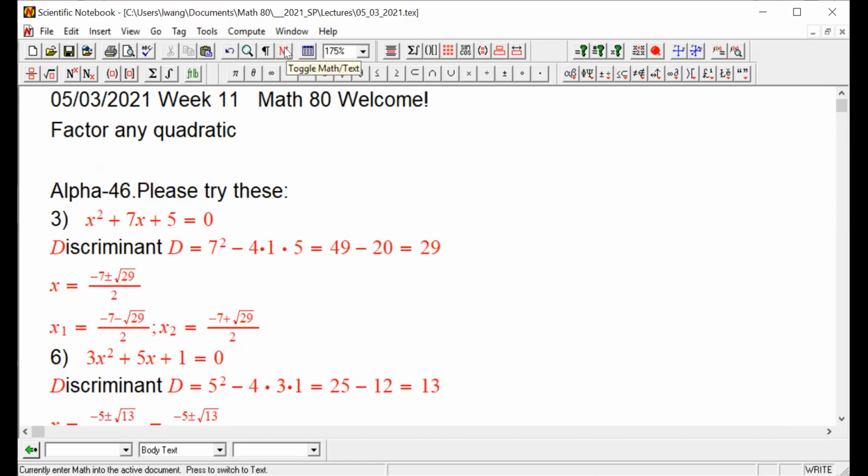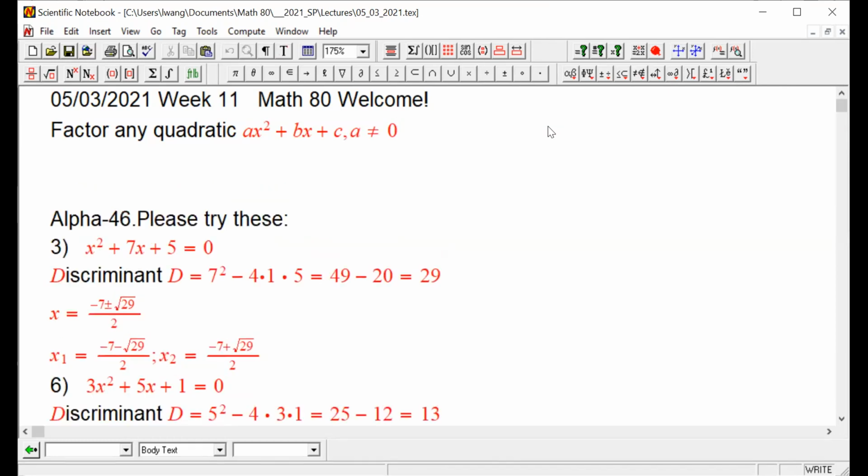What kind of form is it? Ax squared plus bx plus c, provided a is not 0. Right? So what are the factors? Here it is. The factors are going to be a, the same a here, times x minus x sub 1, multiplied by x minus x sub 2.